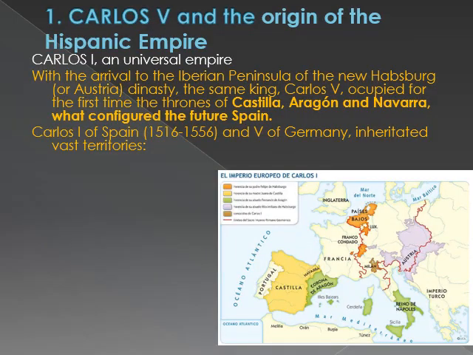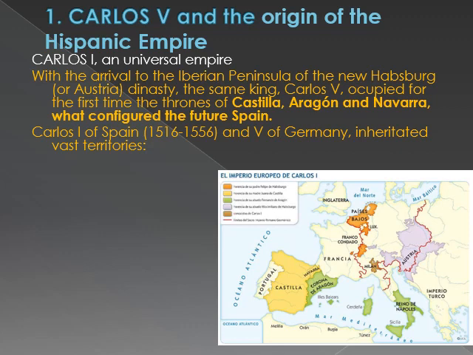Well, we start for good with the empire of Charles after this introduction. Carlos I de España, quinto de Alemania. Charles the First of Spain, the fifth of Germany. He's going to create an universal empire.